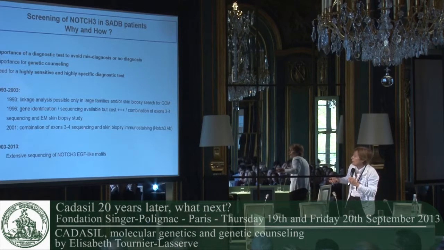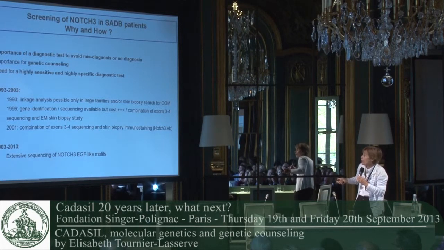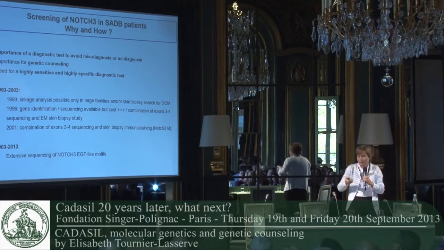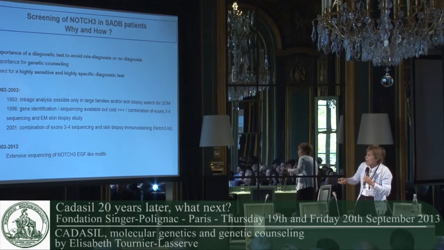And in 2001, Anne also showed that it was very sensitive, for the diagnosis, to have a skin biopsy immunostaining with the monoclonal NOTCH3 antibody. But this requires, if we want to be efficient, frozen material, and it's not very simple now.